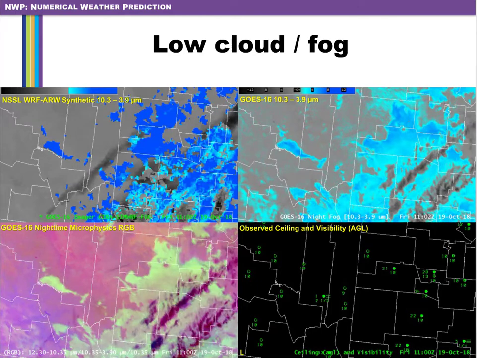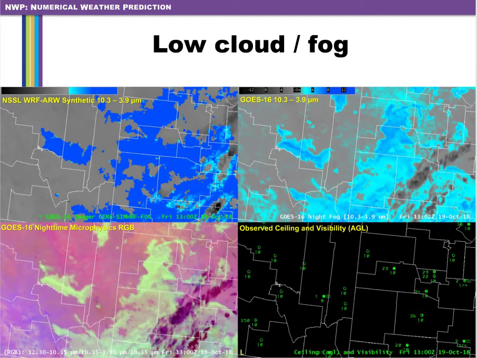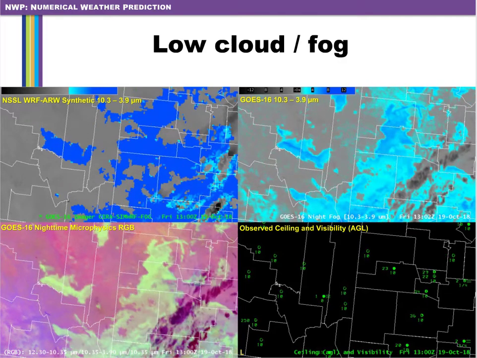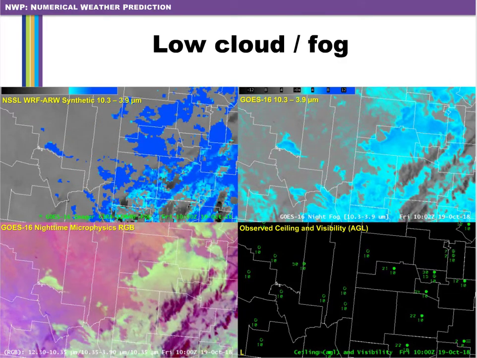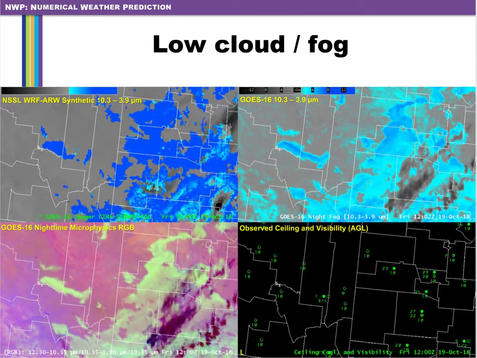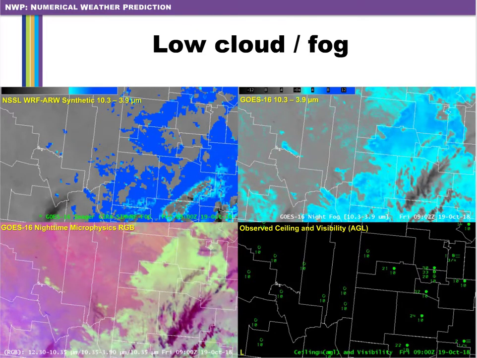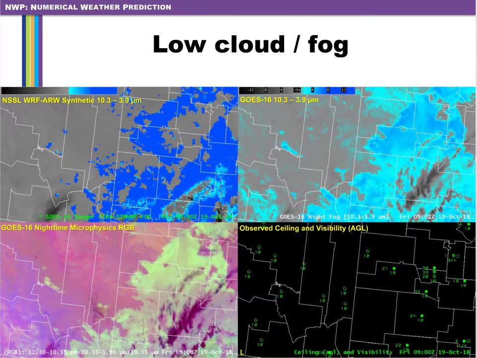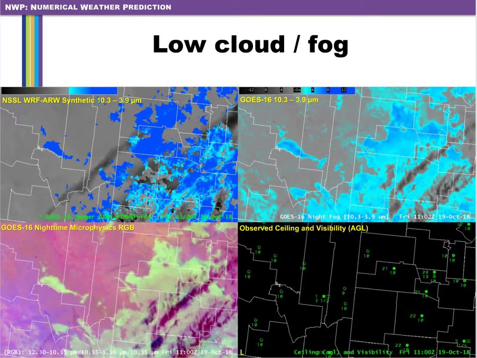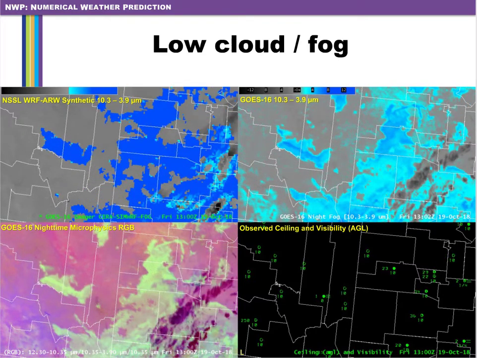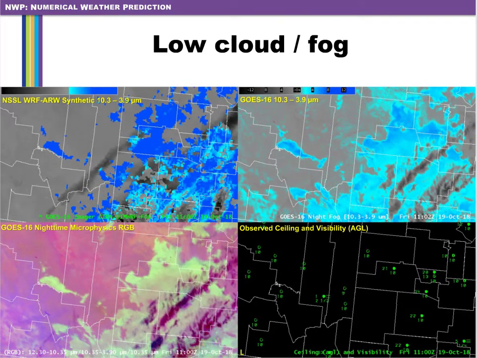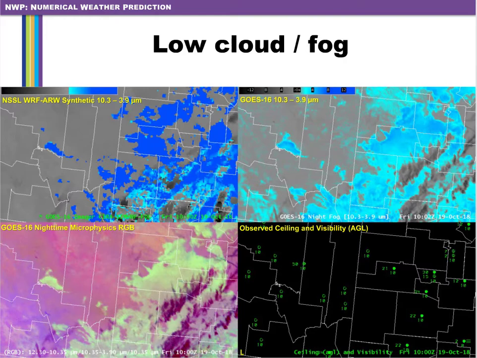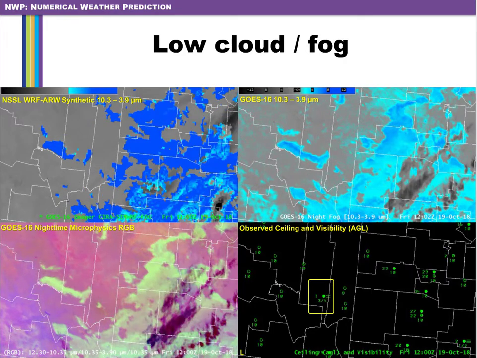This is a short loop that spans between 9Z and 13Z over Arizona. In the upper left is the synthetic fog product from the NSSL WRF-ARW, and the forecast is time-matched to observed GOES 16 imagery. In the upper right is the GOES 16 fog product, and the lower left is the GOES 16 nighttime microphysics product. In the lower right, we have the ceiling and visibility plot. Focus your attention on all four panels at this location.